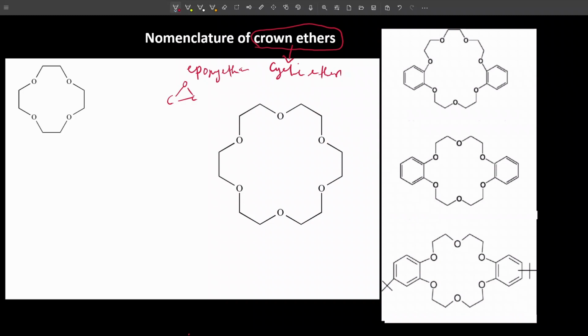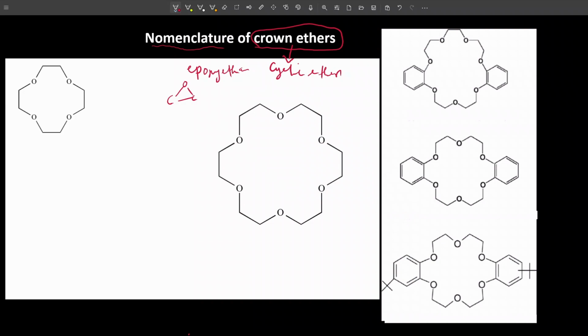Unlike normal ethers, which have just one oxygen attached to two alkyl groups, crown ethers have multiple oxygen atoms attached to multiple alkyl groups. All these diagrams you've seen around, the ones by my right hand side and these ones, are called crown ethers. So let's talk about the nomenclature of crown ethers. How can you name crown ethers?